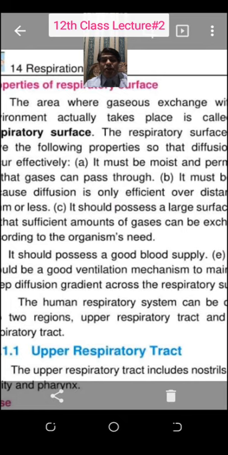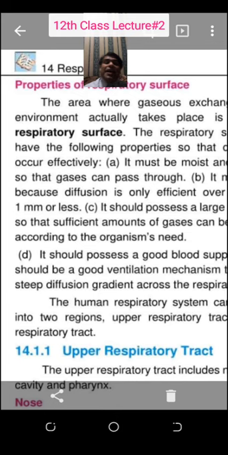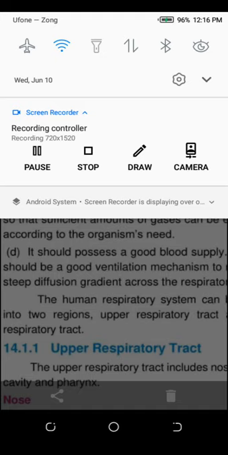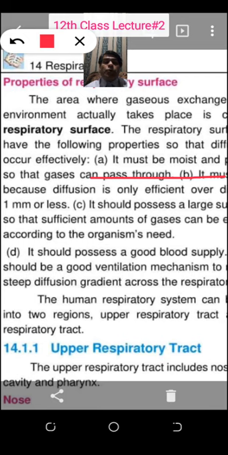So the first quality the alveoli cell has is that it is moist. It is wet. Reason: when any surface is wet, the gases go easily into that cell. Diffusion becomes easier. Movement of molecules from high concentration to low concentration is diffusion. So the first point is that the surface of the alveoli cell must be moist. Moisture should be there for efficient diffusion, so that gas easily goes into the alveoli cell.